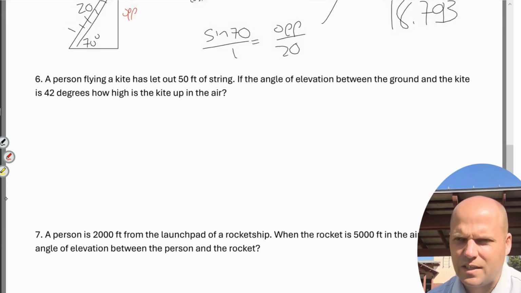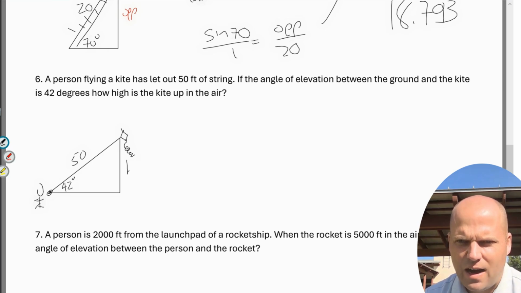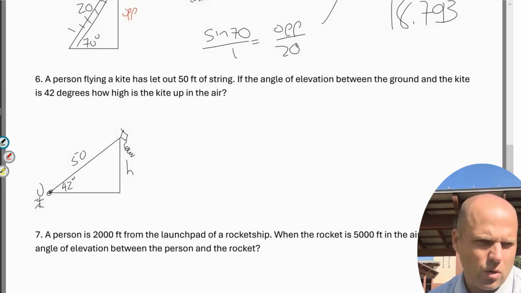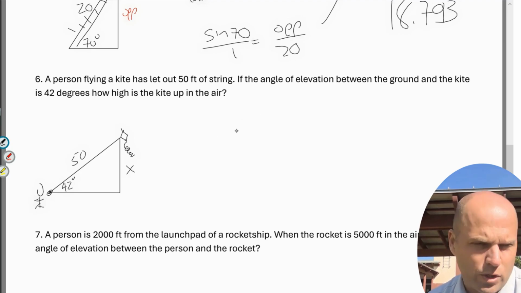All right, we start asking about angles soon. Okay, a person flying a kite has let out some string. That would be this. This is that. How high is the kite in the air? Cool. Same deal. Small triangle scaled, or set up your proportion. You get that the height, which is not the hypotenuse but the opposite, or x, whatever you want to do, would be the sine of 42 times 50.